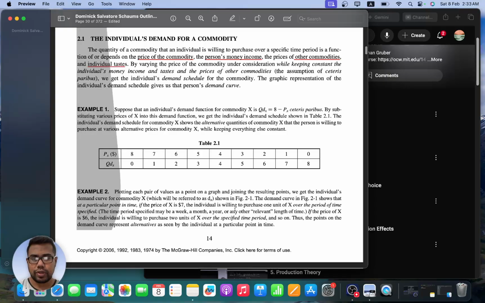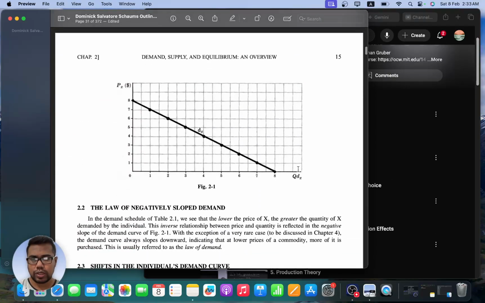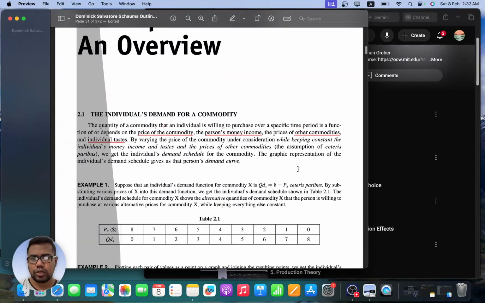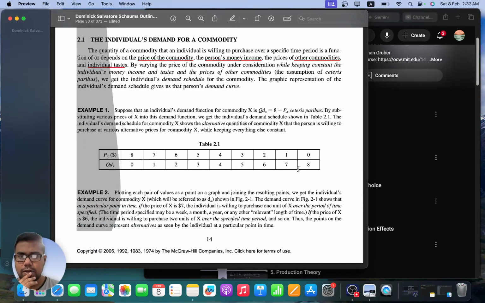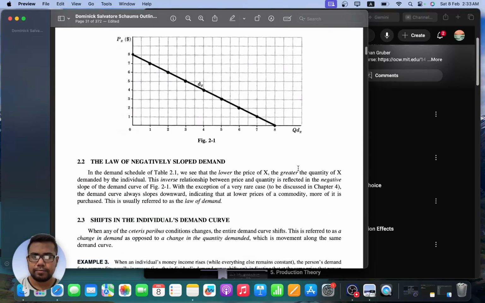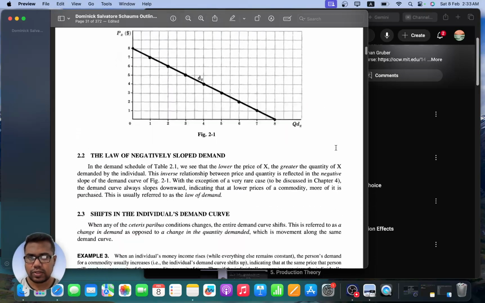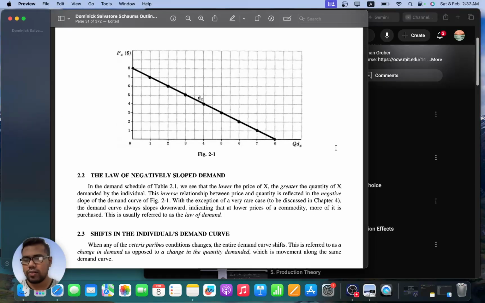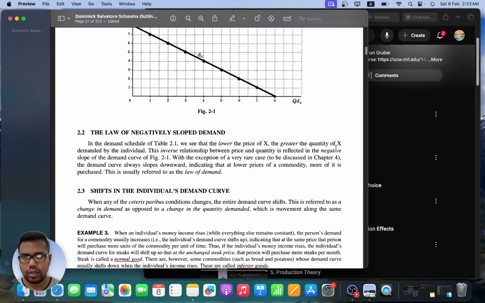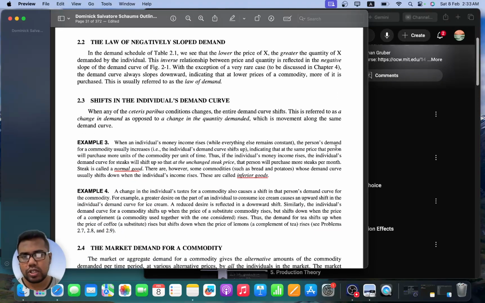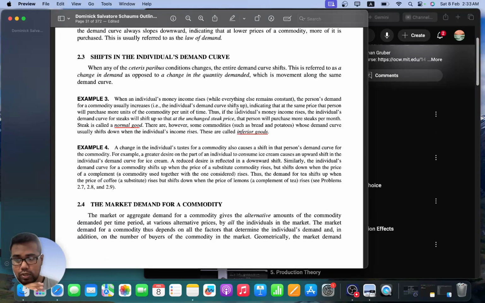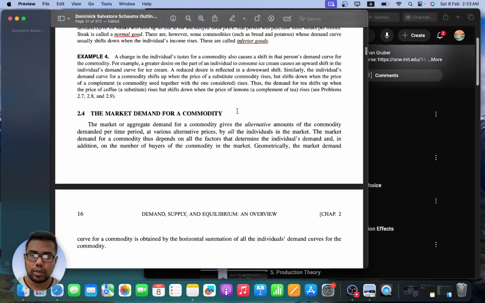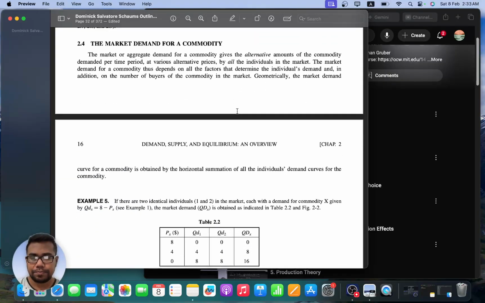We have different things that we would like to understand from this, so let's read through some of that. The individual's demand for a commodity. I think this is going to set the base for the demand function. The demand function is downward sloping, makes sense. The demand function depends on price and quantity. The supply function depends on price and quantity as well. The law of negatively sloped demand. Shifts in the individual's demand curve: what factors could shift that demand curve upward or downward? The market demand for a commodity.